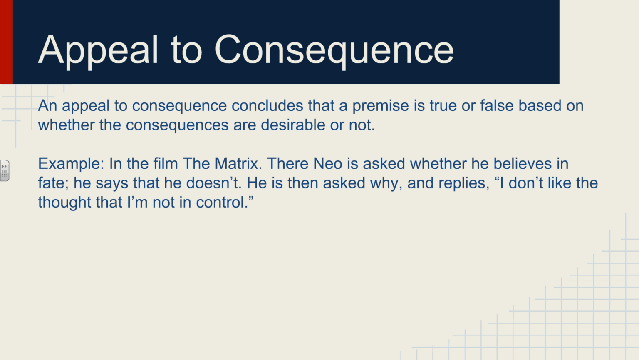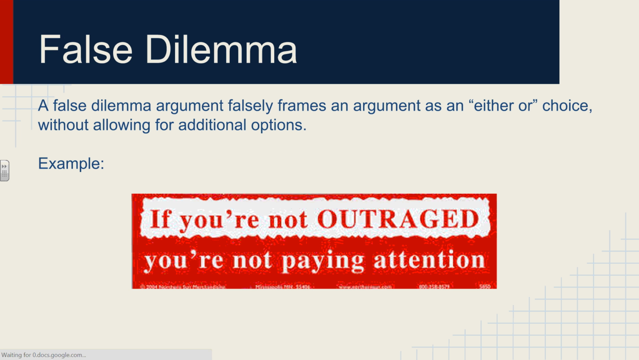In the movie, Neo is asked whether he believes in fate, and he says that he doesn't. He is asked why, and he replies, "I don't like the thought that I'm not in control." Well, just because you don't like the thought you're not in control is not a valid argument for whether to believe in fate or not. You just don't like the fact that there might not be fate. So that's an appeal to consequence.